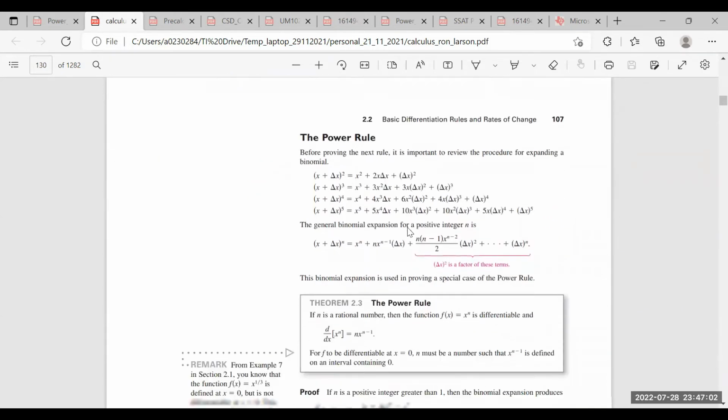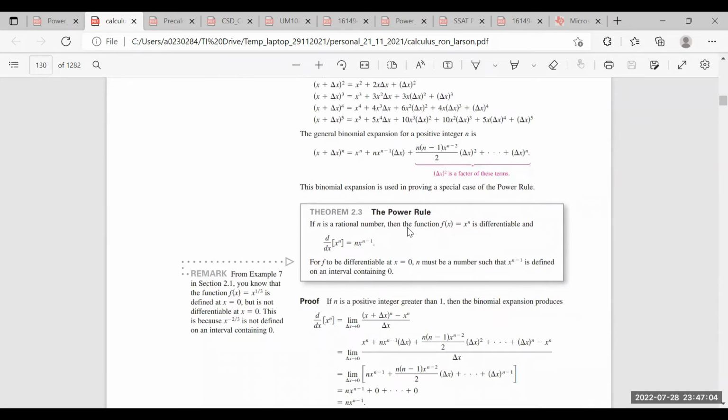Okay. Next, we move to power rule. What does power rule state? Power rule states that if n is a rational number and your function is of the form x to the power n, then it's differentiable and the derivative is d by dx of x to the power n equals n x to the power n minus 1. So d by dx of x to the power 3, for instance, would be 3x squared.